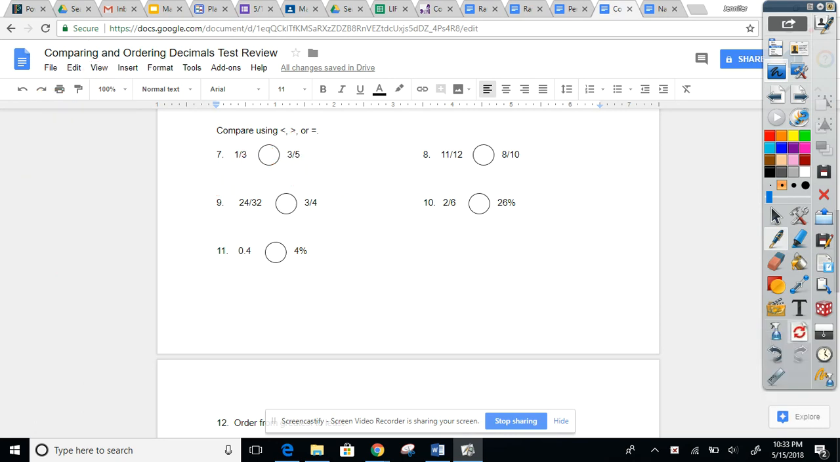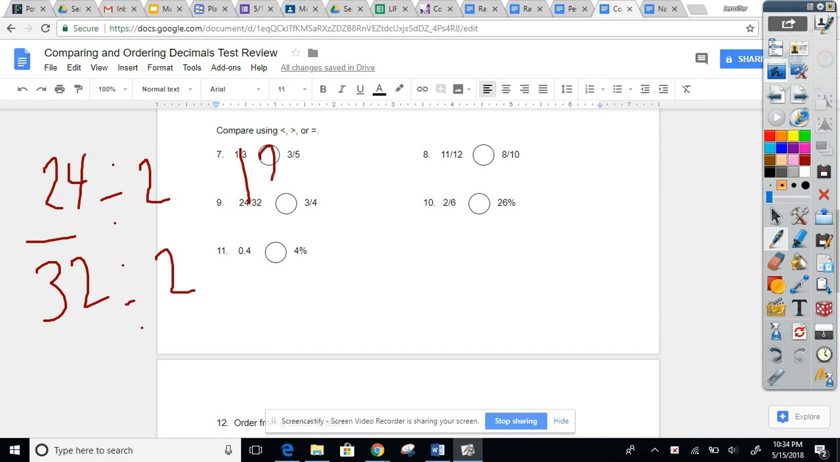For example, let's look at number 9. If I have 24 out of 32, is that fraction simplified? No, it's not. Are they both even? Yes. Is 24 even? Is 32 even? Absolutely. So that means I can divide by 2. Some of you may see that there's a bigger factor that will go into both, but those of you who can't, let's just divide by 2. 24 divided by 2 is 12. And 32 divided by 2 is 16.